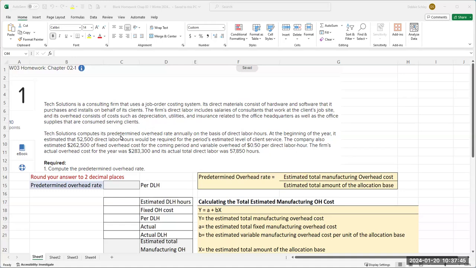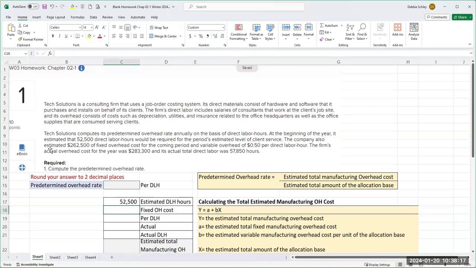Tech Solutions computes its predetermined overhead rate annually, so once a year, on the basis of direct labor hours. So direct labor hours is our allocation base in this problem. At the beginning of the year, it estimated that 52,500 direct labor hours would be required. So I'm going to put that right here, 52,500 estimated direct labor hours for the period's estimated level of client service.